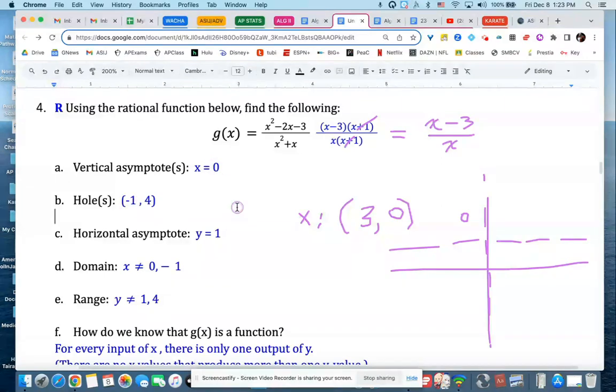Okay, so 0 and -1. That's where these numbers come from. X is not allowed to be those. Same thing for the range.